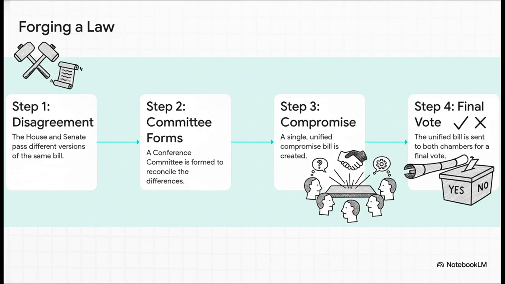It's a temporary group with members from both chambers, and they have one job and one job only: hash it out. They have to create one single unified bill that both sides can agree on. And if they succeed, that final compromise bill goes back to the House and the Senate for one last, simple up or down vote. No more amendments.